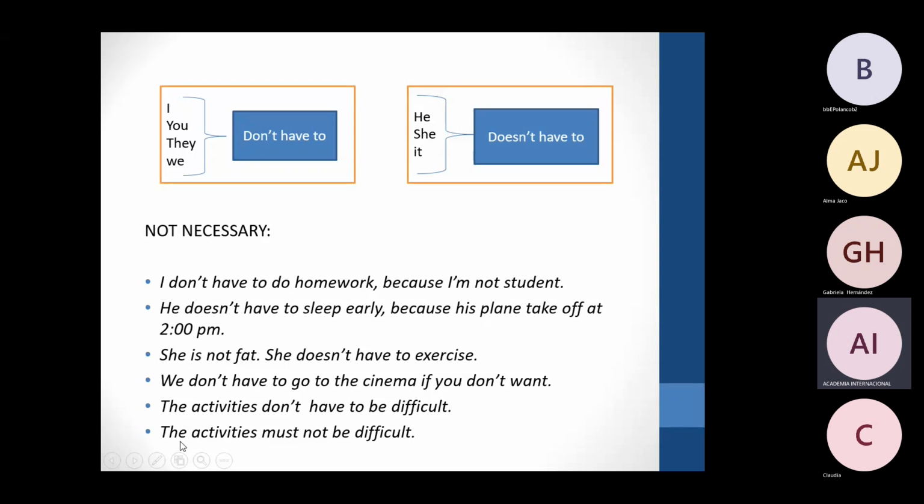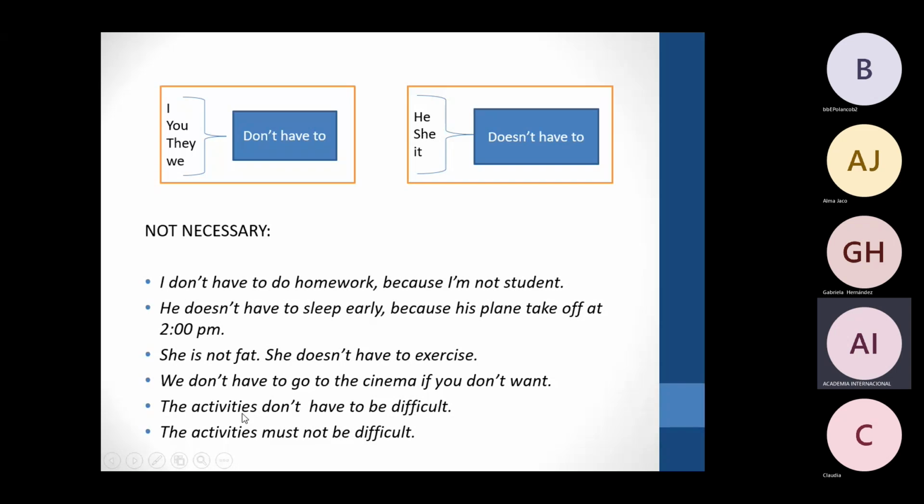And the last sentence. Este es un ejemplo que puse aquí. Cuando es algo prohibido. Por ejemplo, the activities must not be difficult. Esto sí está prohibido. Las actividades no deben ser difíciles. Eso está prohibido, que sean las actividades difíciles aquí. Pero aquí en esta, the activities don't have to be difficult.